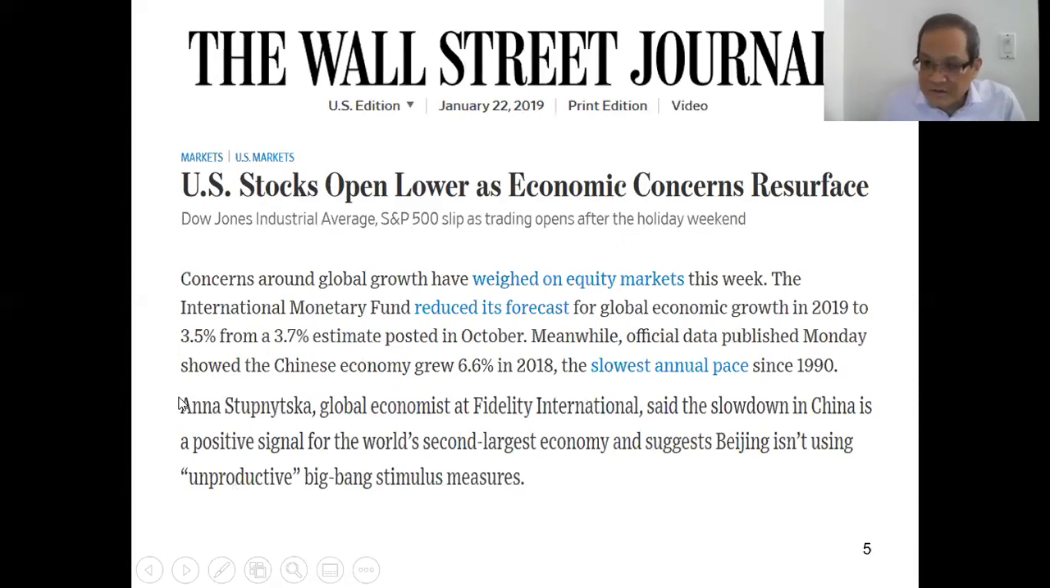And continuing on this article, this global economist at Fidelity said that the slowdown in China is a positive signal for the world's second largest economy and suggests Beijing isn't using unproductive big bang stimulus measures. Well, this is rather surprising, because typically when we read about a slowdown for a country, it is not good, it's negative. But in this particular case, this global economist at Fidelity says that it's a good thing. And she mentioned something about unproductive big bang stimulus measures. So what are these big bang unproductive stimulus measures?